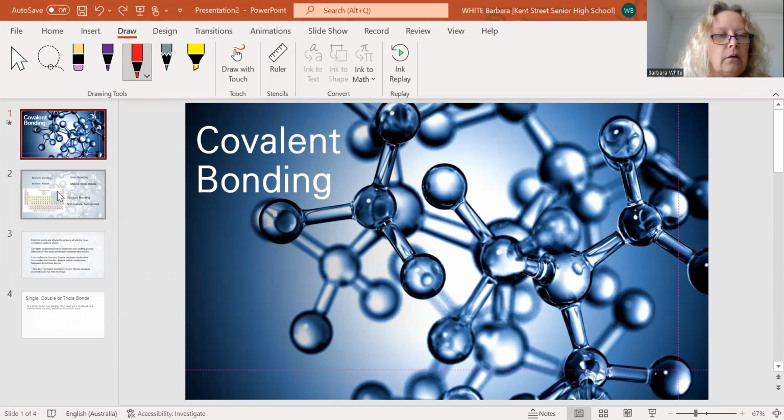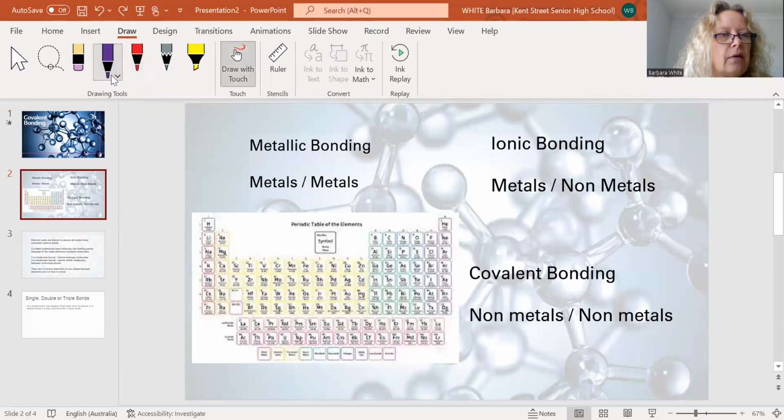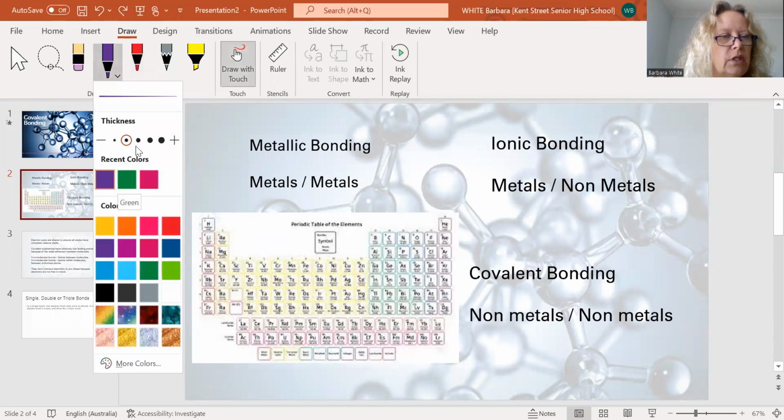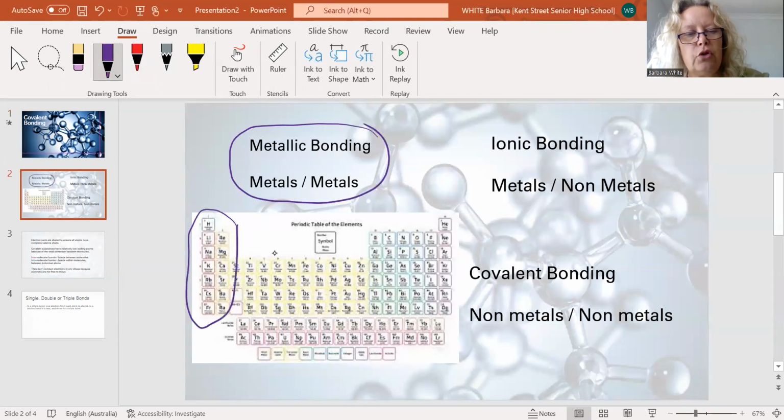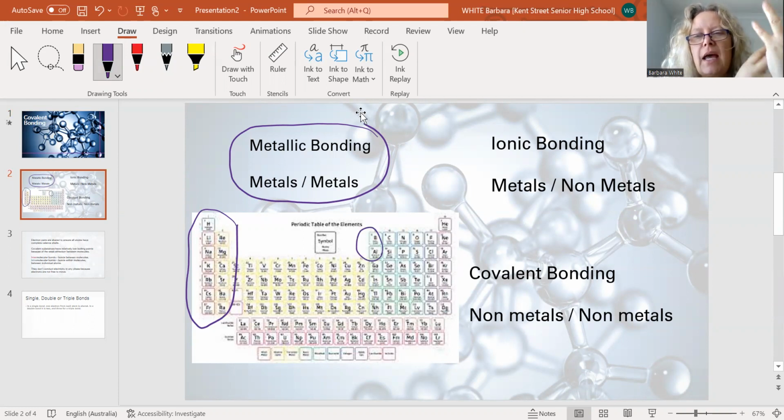So far we have talked about metallic bonding, which is between metals and other metals. Metals being over this side of the periodic table, they've got 1 or 2 or maybe 3 electrons in the outer shell. So they form lattice structures and the electrons don't know which atom to stick with, so they can flow through the substance and so they can conduct electricity, they can conduct heat.